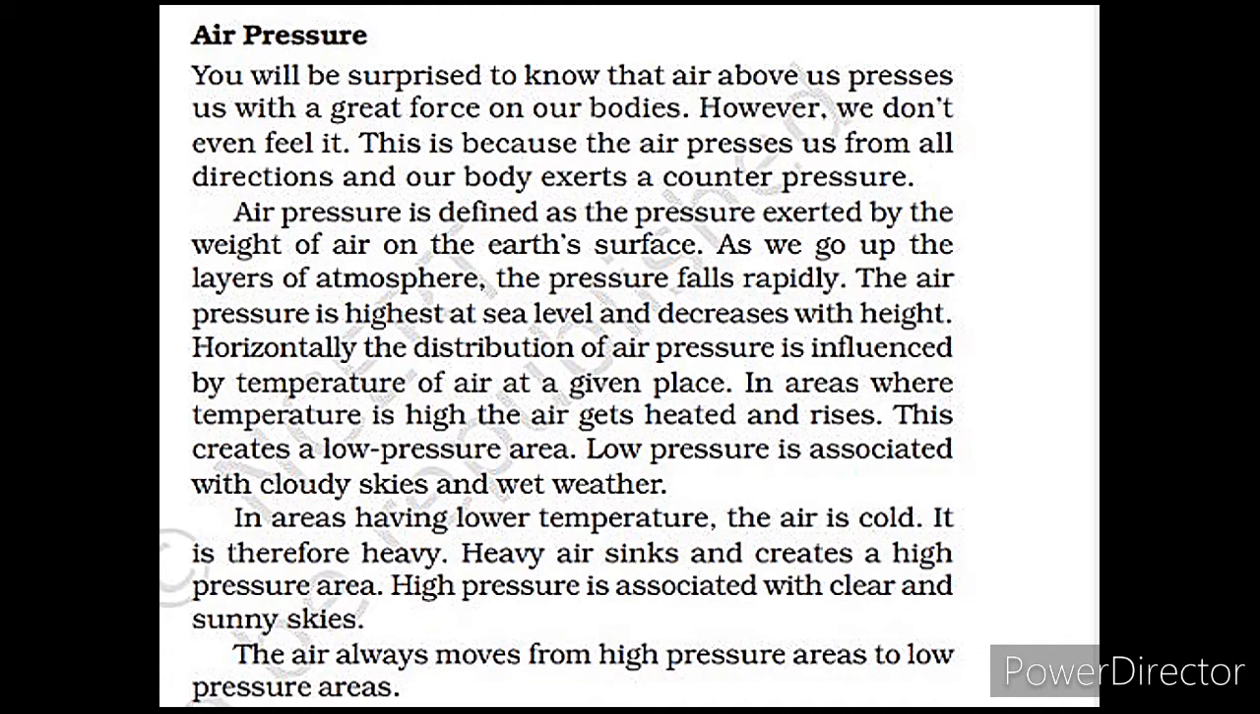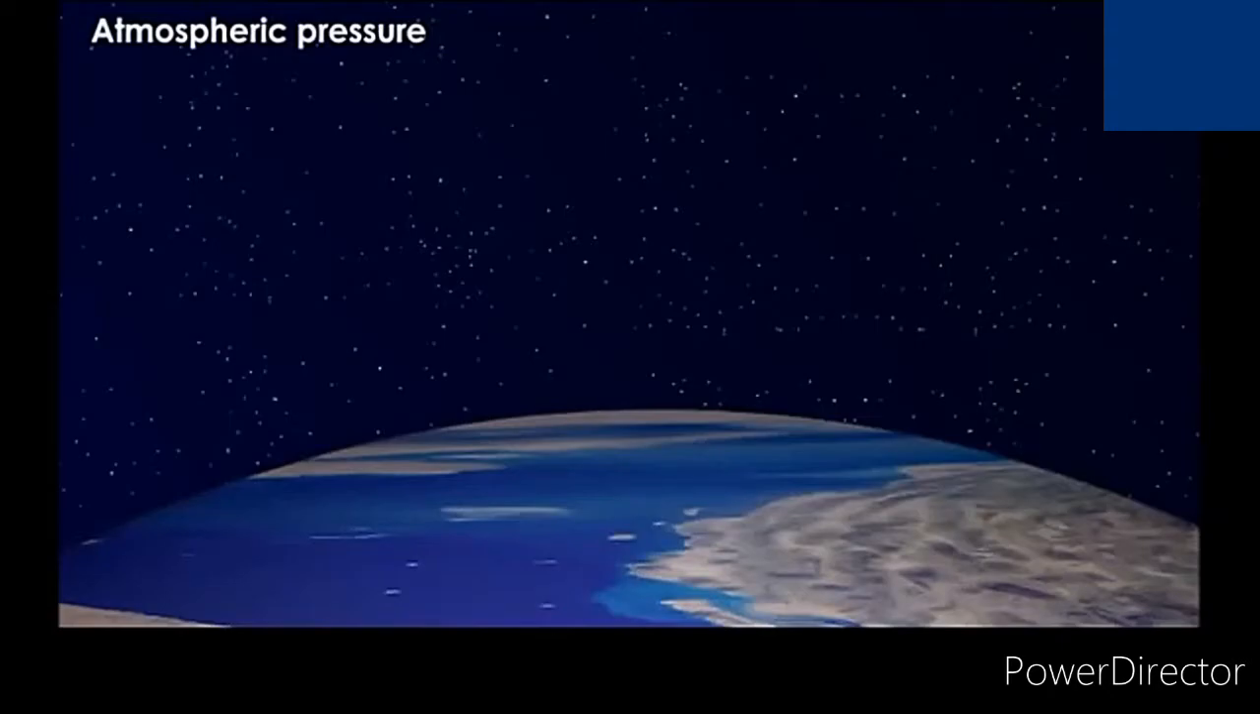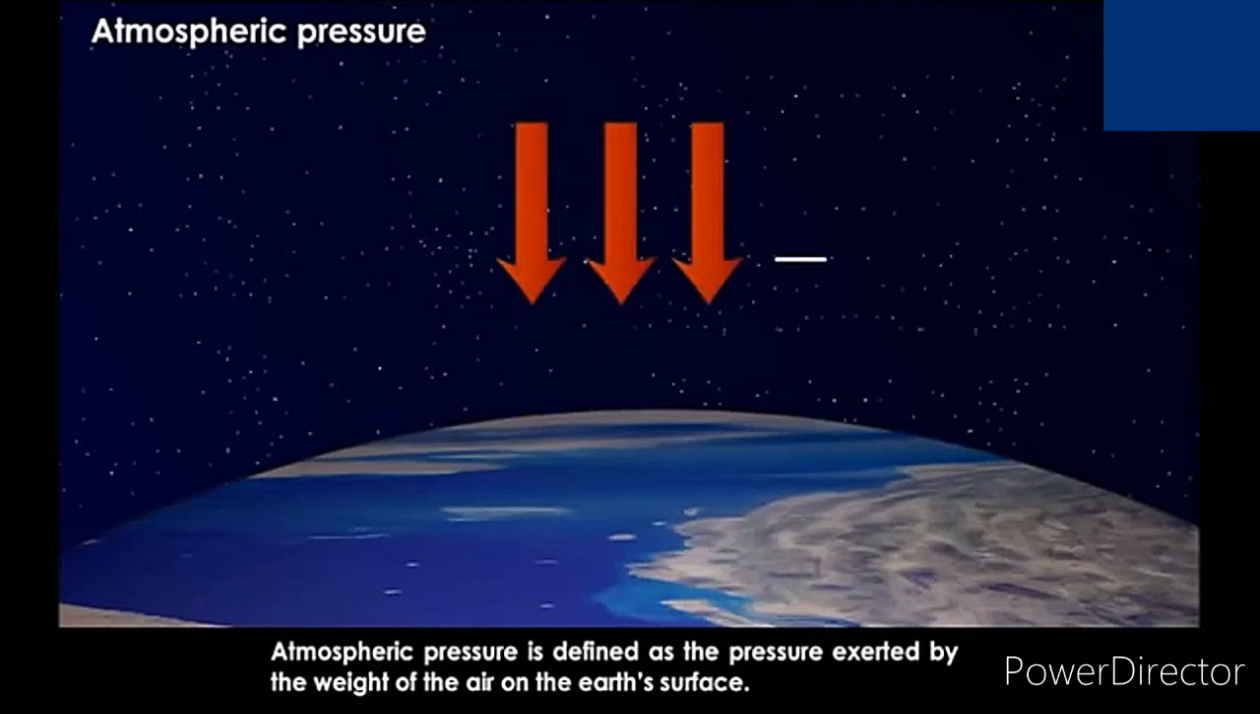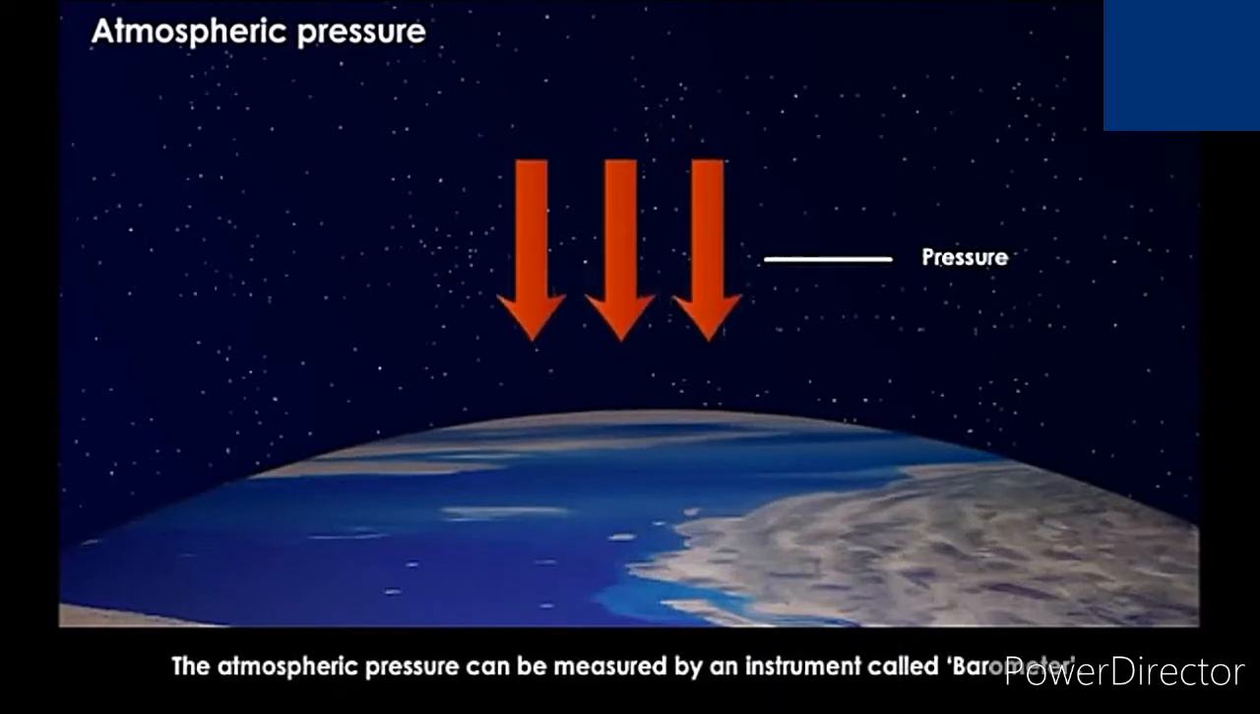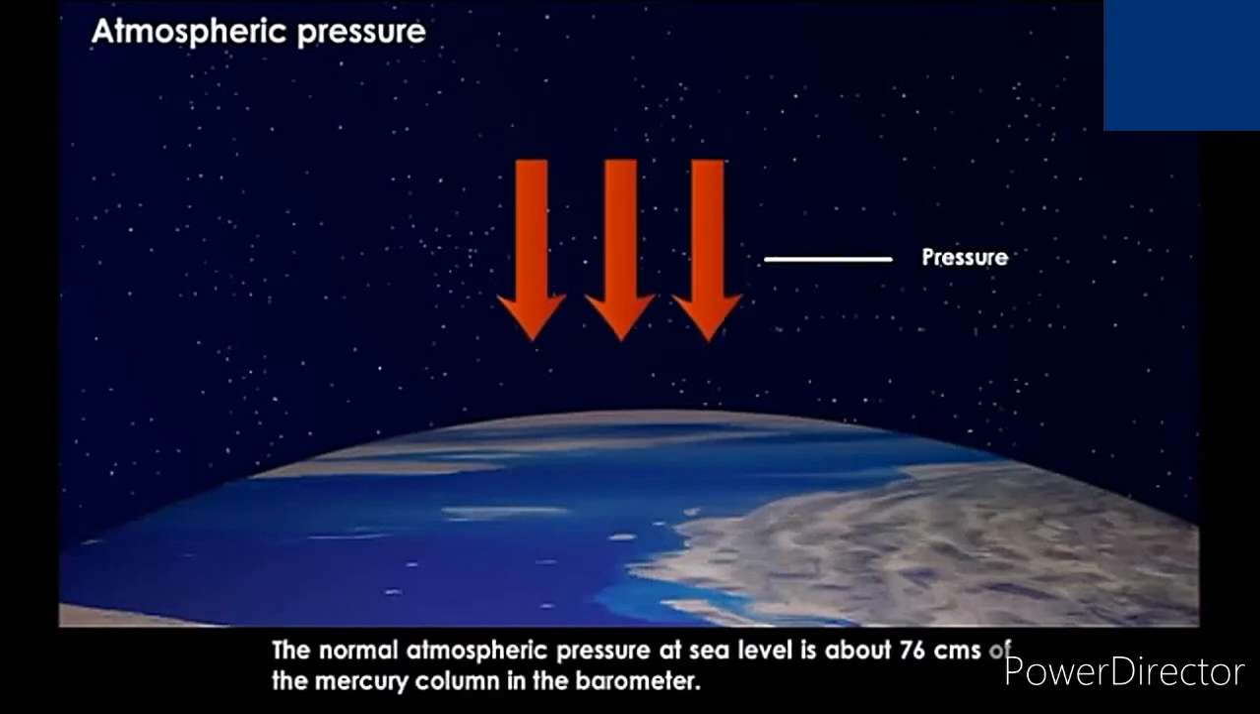It is defined as the pressure exerted by the weight of air on the Earth's surface. As we go up the layers of the atmosphere, the pressure falls rapidly. Atmospheric pressure can be measured by an instrument called a barometer. The normal atmospheric pressure at sea level is about 76 centimeters of the mercury column in the barometer.